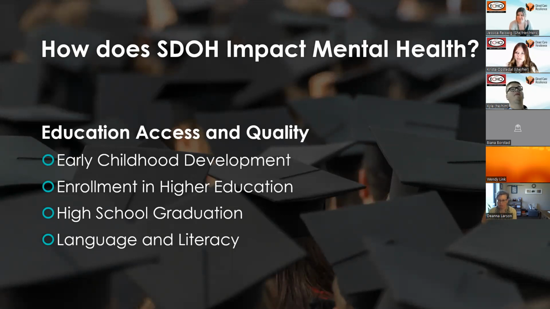So now we're going to discuss how some of these socioeconomic factors can impact mental health. One of these factors includes education access and quality. There have been studies that have shown that early childhood, particularly the first 5 years of life, impacts long-term social, cognitive, emotional, and physical development.